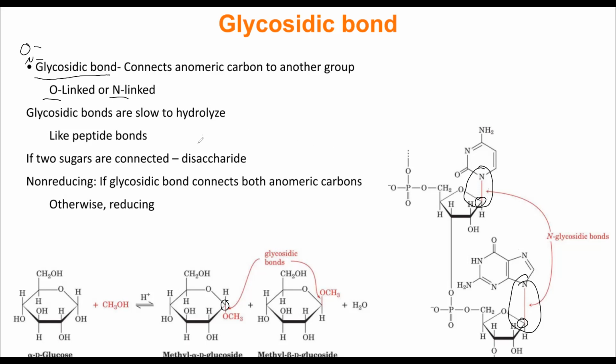And glycosidic bonds are relatively stable. Think of them like peptide bonds. So they're covalent and they don't break easily, right? So it's a way for a sugar to be connected to something that's relatively permanent. They can break down. All covalent bonds can break down, but it's kind of like super glue. It's hard to do.